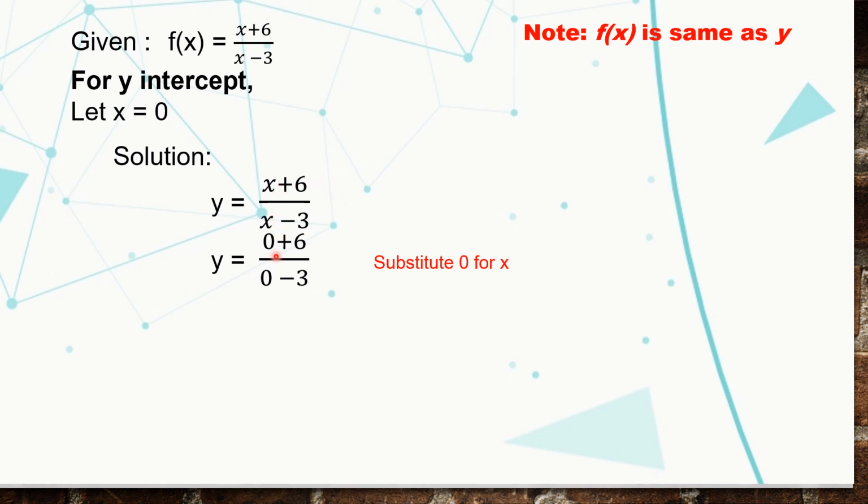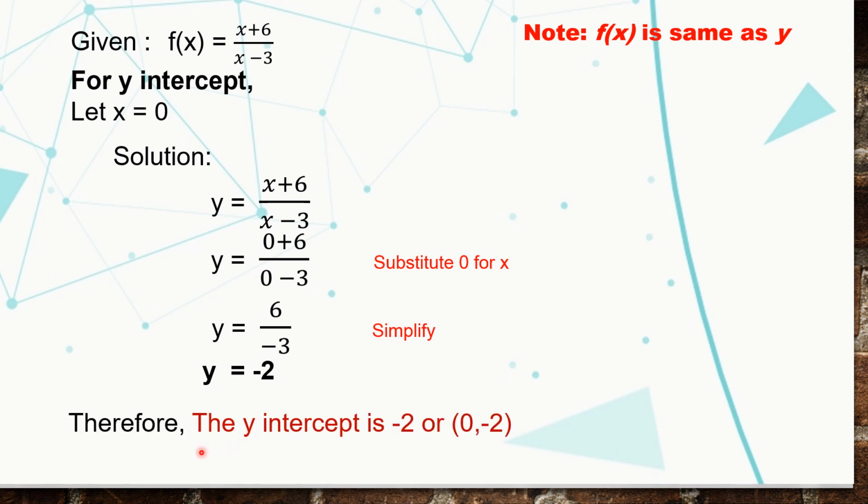X, palitan ng 0. So, 0 plus 6 is equal to 6, and 0 minus 3 is equal to negative 3. So, 6 divided by negative 3 is equal to negative 2. Therefore, the y-intercept is negative 2, or it can be written as ordered pair 0, negative 2.